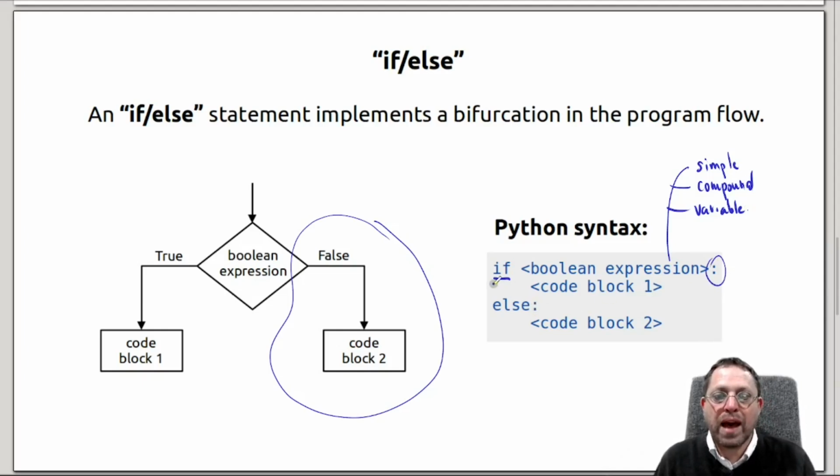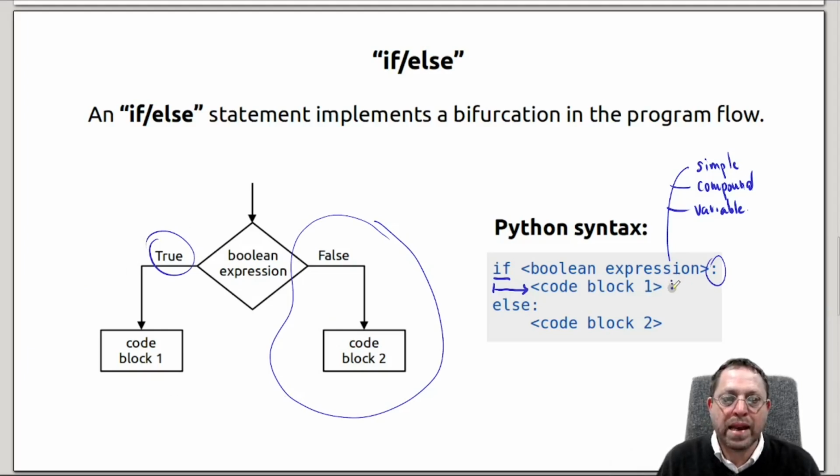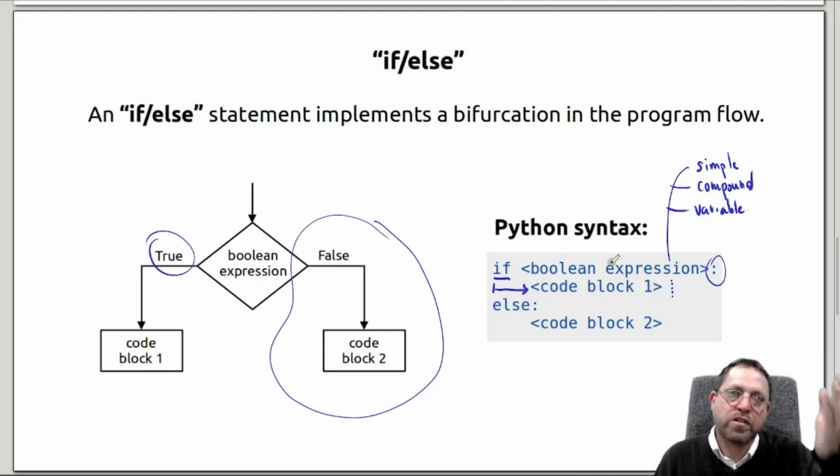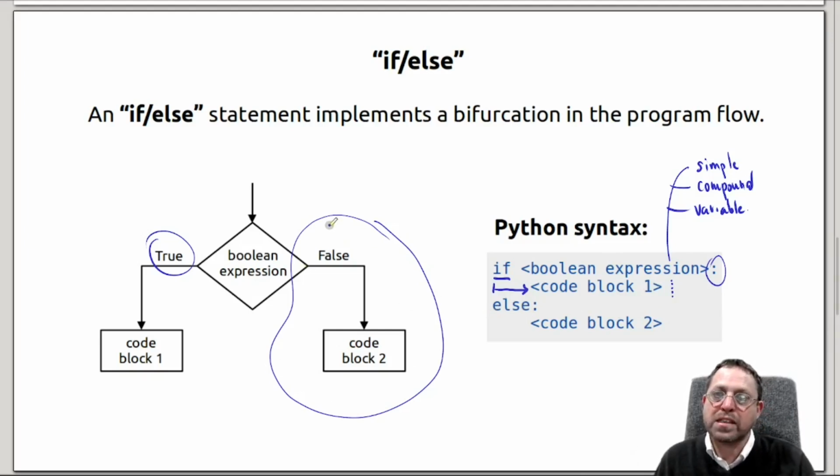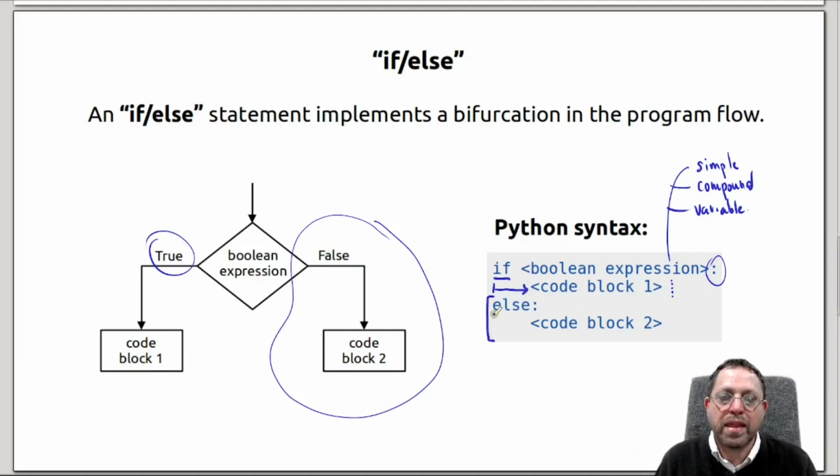After the colon, we have to leave an indentation, and then comes code block 1. That is the code that is executed in the case that the Boolean expression evaluates to true. This code block could consist of many lines of code. There's no limit to how many lines of code you include in a block. And then, as I said, the false branch is optional, but if you have a false branch, then you indicate that with the else keyword, and then another colon, and indented, we have the code block for the false branch.